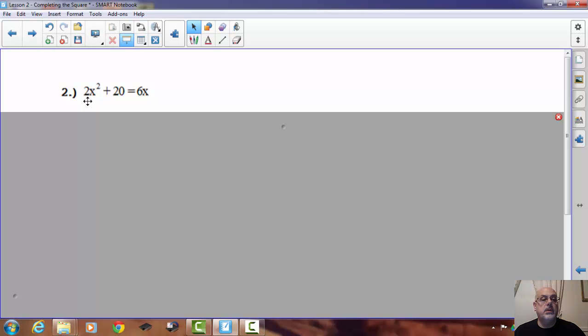So we're looking at this 2x squared plus 20 equals 6x. There's a 2 in front of the x squared. You have to divide that out of everything. So do that. You'll have to move the terms around, and close the screencast, and when you come back, we'll go through the solution.